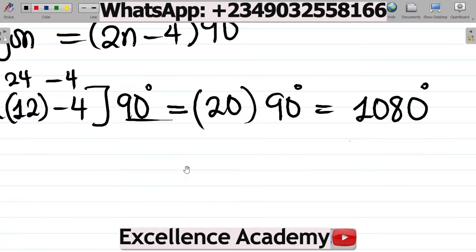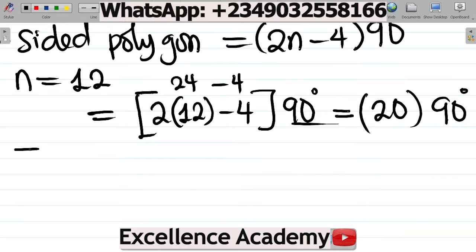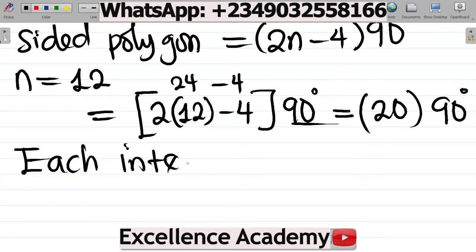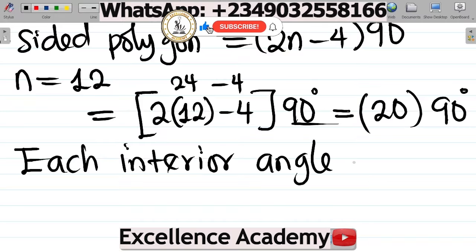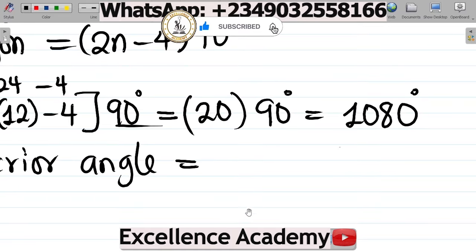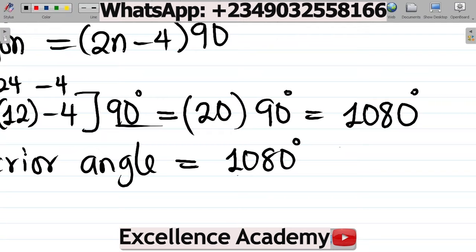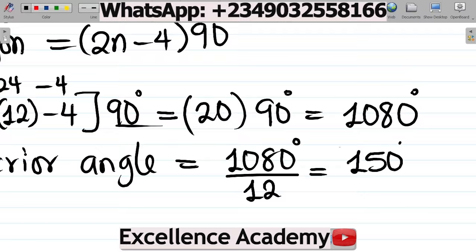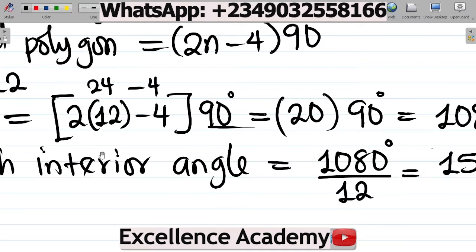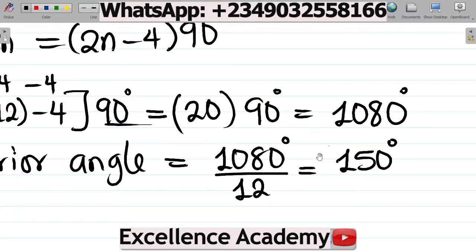All right. Now the next thing you want to get is each interior angle. So each interior angle will be given by this value here, 1080, divided by the number of sides, which is 12. 1080 over 12 will give you 150 degrees. So I have 150 degrees. Now this is for each interior angle, all right?